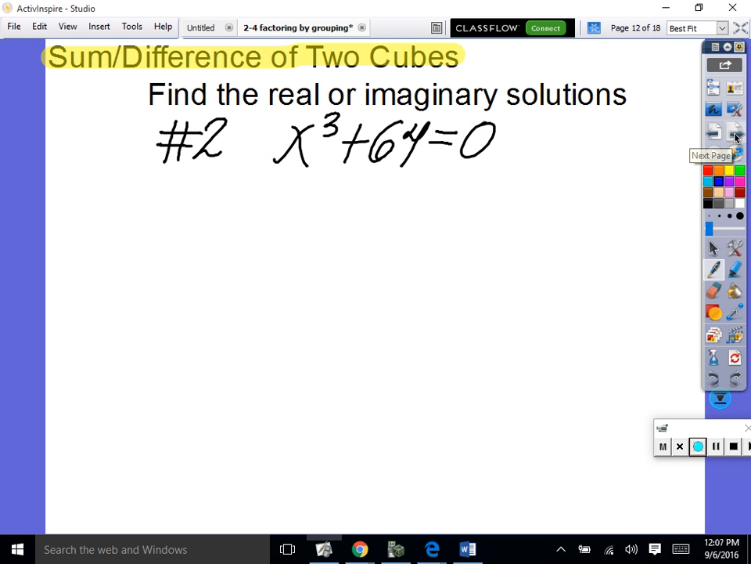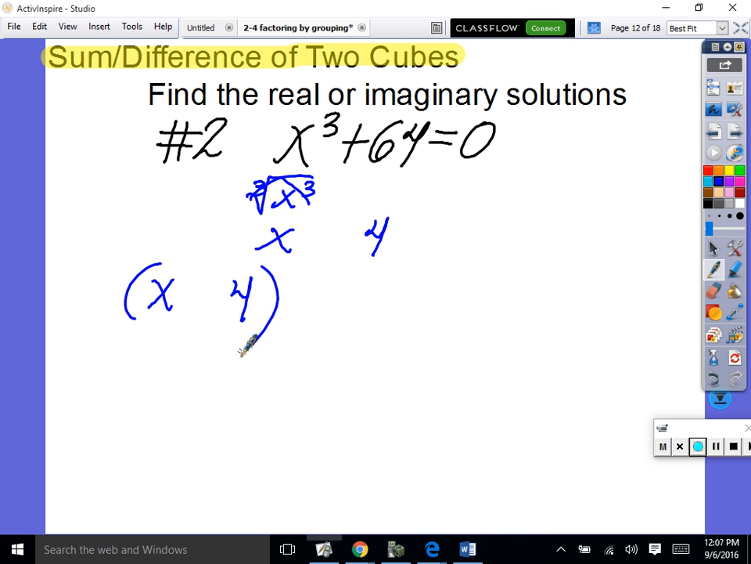Let's do number 2. So we have the sum of 2 perfect cubes, cube root x cubed, and our front is x, correct? Yeah. Cube root 64, and we get 4. So this is our front, this is our back, so we factor it. We put in x and 4.